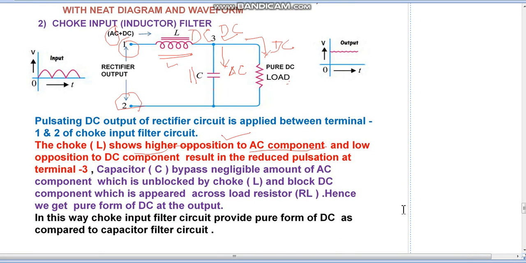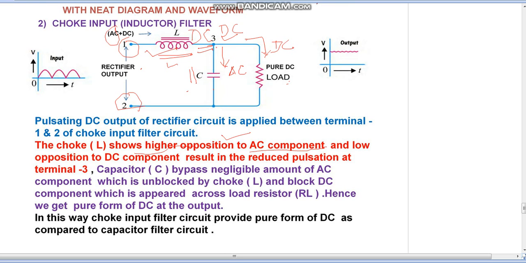So in the choke input filter or inductor filter, the pulsating DC output of the rectifier circuit is applied between terminals 1 and 2 of the filter circuit. Inductor L or choke L shows higher opposition to the AC component and low opposition to the DC component, so the inductor L blocks the AC component of the rectifier output and passes the DC component through the load. Now at terminal 3 what happens?